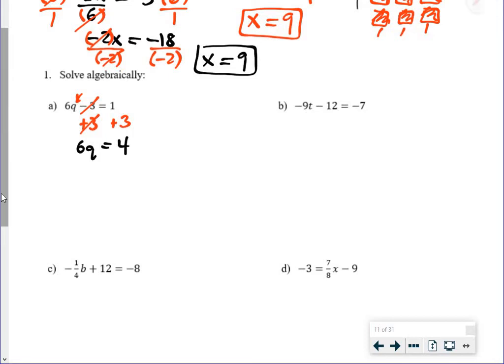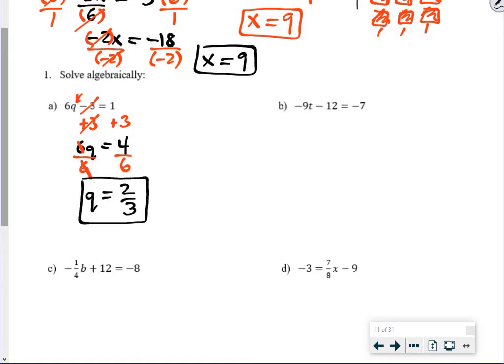Now I need to get rid of the 6. The opposite of multiplying by 6 is dividing by 6. I do that to both sides. 6 divided by itself is 1, so q remains, and 4 over 6 reduces to 2/3.